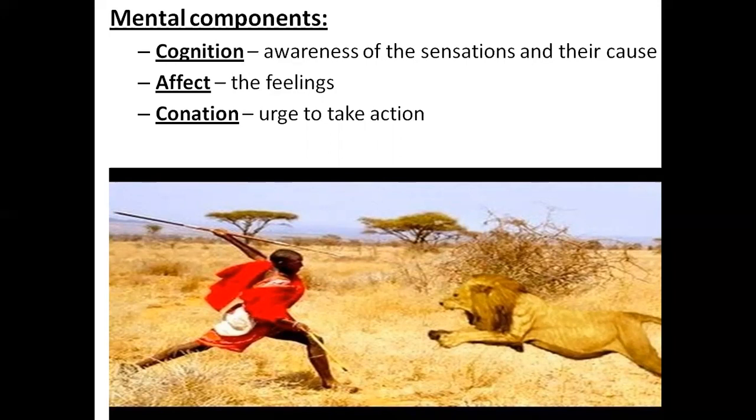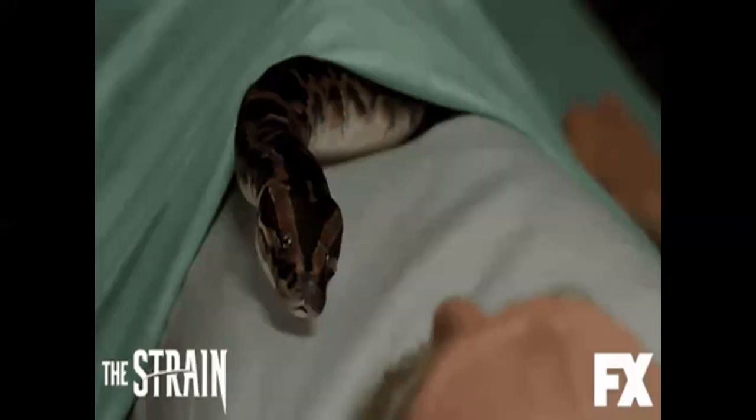The affect is the feelings, how we are going to express them. And the conation is the urge to take action. We already saw in the sympathetic system the fight and flight. When a snake comes, you either fight with the snake or you flee from the snake. So this conation is the urge to take action, to do something. Okay? So these are all the mental components.